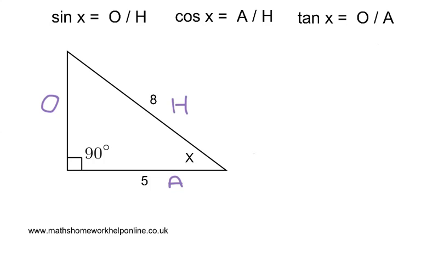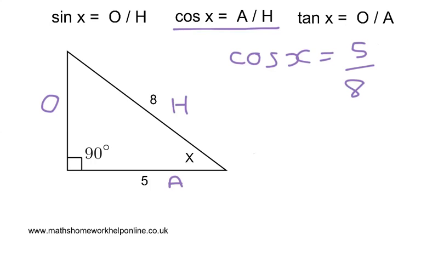Then we have a look and say which lengths we have information about. When we look at this triangle, we know what the adjacent length is and the hypotenuse length. Looking across at the formula, the only rule that uses A and H is cos x. So we're going to use cos to work out x. Filling in all the information we know, cos x is equal to 5 over 8.